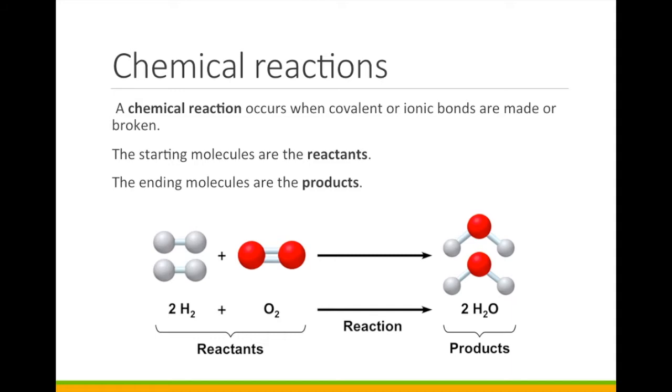The arrow tells you the direction of the reaction. Most reactions are reversible, so always be careful to look for the arrow. The molecules before the arrow are the reactants, and the molecules after are the products. The reaction must always be balanced. 4 hydrogens go in, and 4 hydrogens come out. 2 oxygens go in, and 2 oxygens come out.